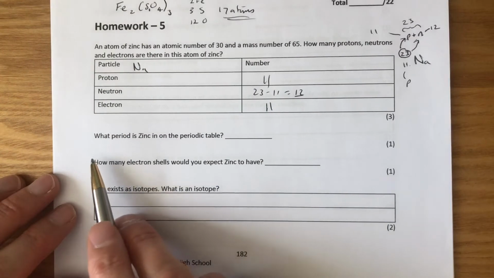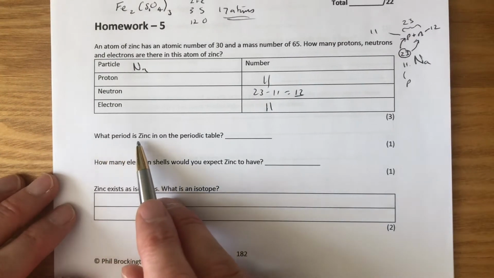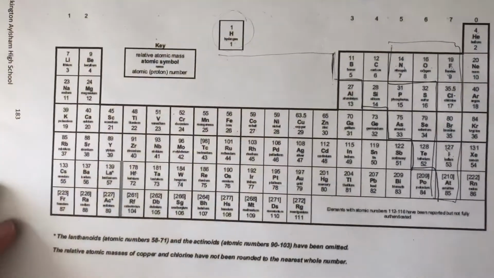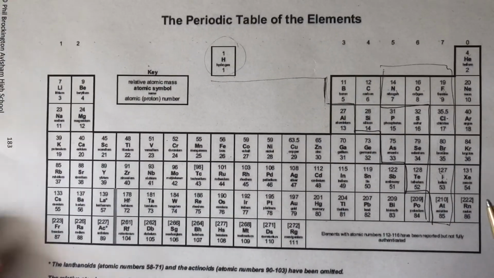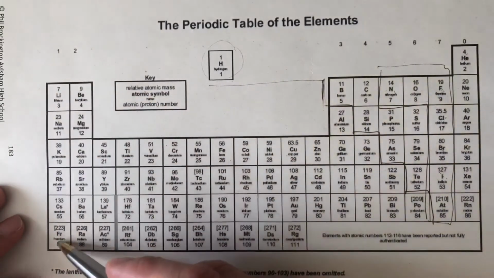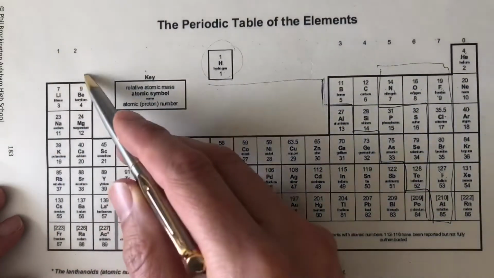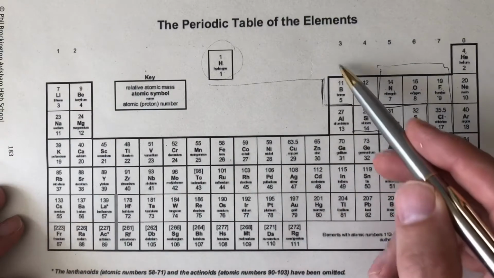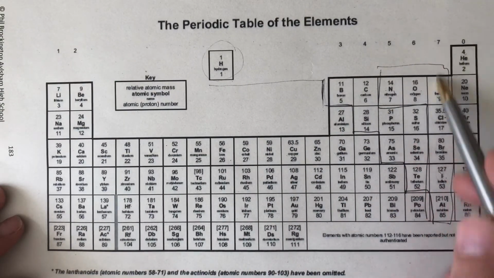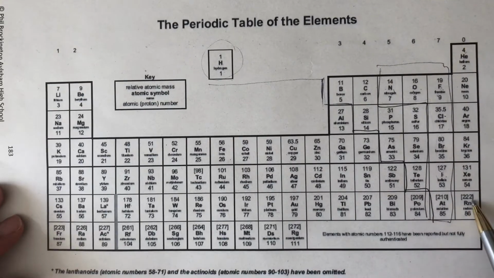So our next question: which period is zinc in on the periodic table? Well, I've got a copy of the periodic table here. The periodic table is arranged in groups and periods. Groups go down. That's group 1, that's group 2, these are the transition metals in the middle. There's group 3, group 4, 5, 6, 7, and group 0. Okay, they're groups. Groups go down.